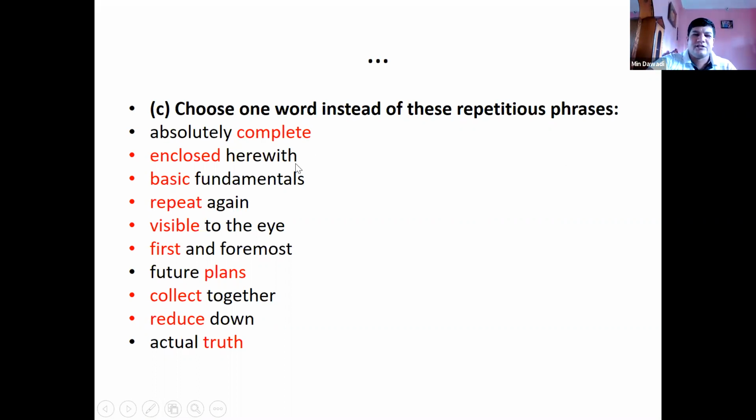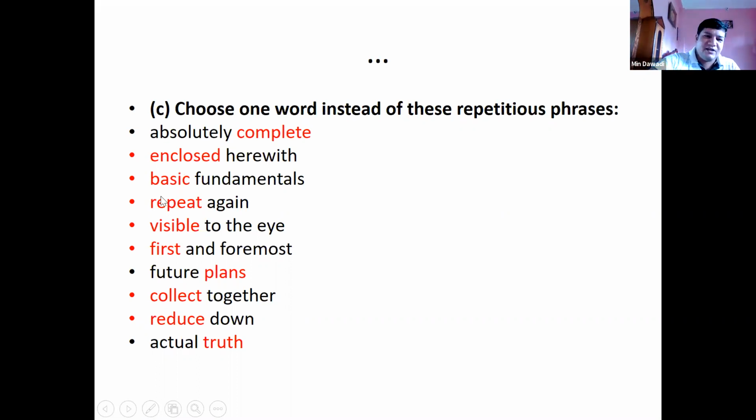Enclose herewith. No need to say herewith. I have enclosed. I enclose a copy of my biodata. No need to say I enclose herewith a copy of biodata. In email we write like this. Just write I enclose. I enclose, I have enclosed.